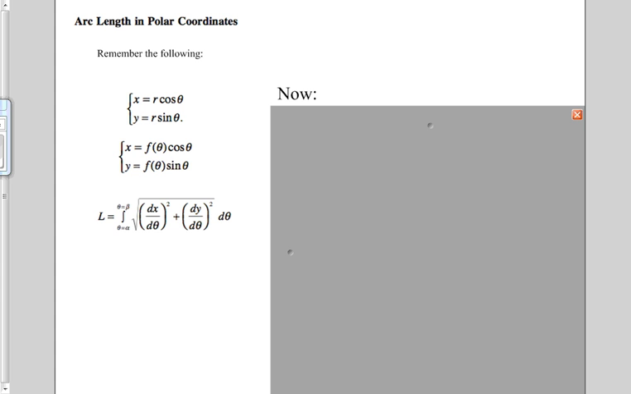Okay, so now we're going to look at arc length. We looked at area, now we're going to look at arc length in polar coordinates. A couple of things that we need to remember from parametric equations, from polar coordinates, is that x equals r cos theta, y equals r sine theta. Therefore, since r is just f of theta, we could rewrite this.